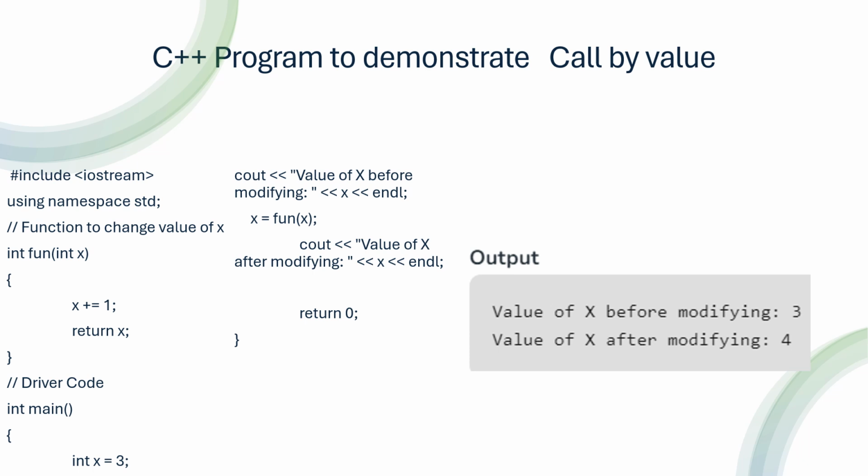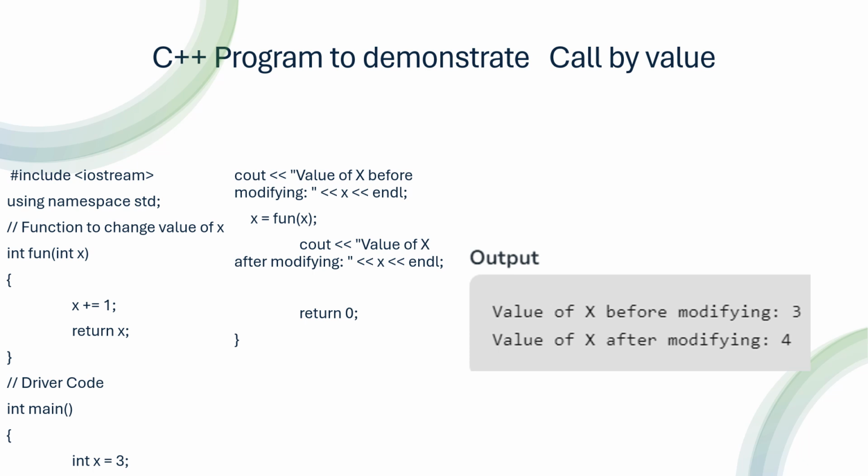This has a header file, a using namespace statement, and a function to change the value of x. Let us first see the program. We have an integer function with integer x in brackets. This is the function name, fun. Here the argument or parameter x is declared as an integer. Inside the function two statements are there: we increment the x value, x plus equal to 1, and we return the value. This is the function body.